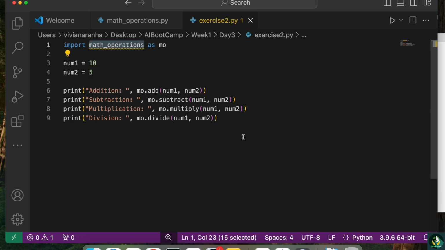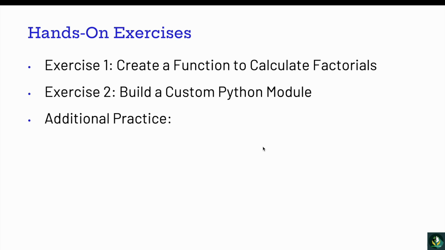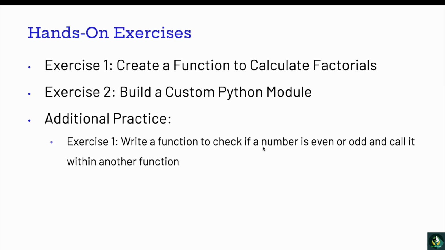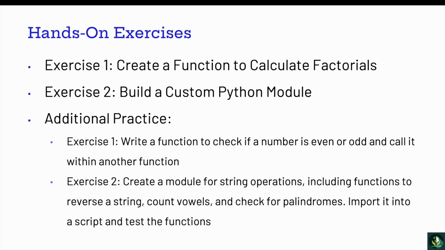So I hope you were able to follow along. If not, let me know if you had any problems. But next, for additional practice, I would say that you can try to create a function to check if a number is even or odd and call it within another function. And then try to create a module for string operations, including functions to reverse a string, count the vowels in there, and check for palindromes. Now import it into a script and test the functions. So you create a module and then import it in another script and test if it works for you.